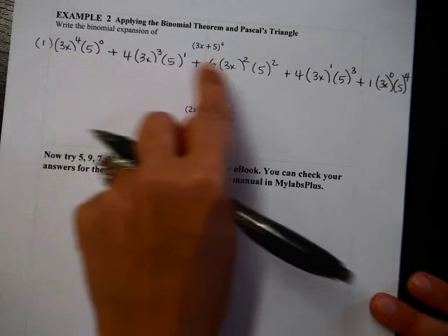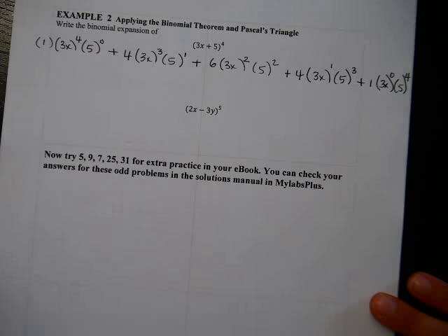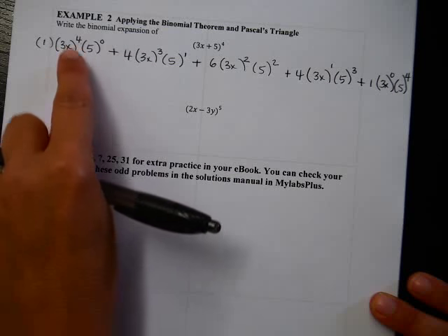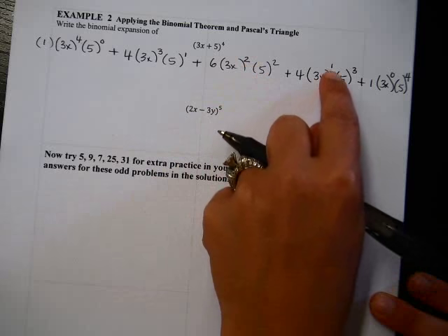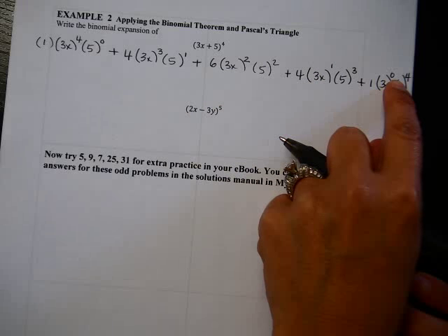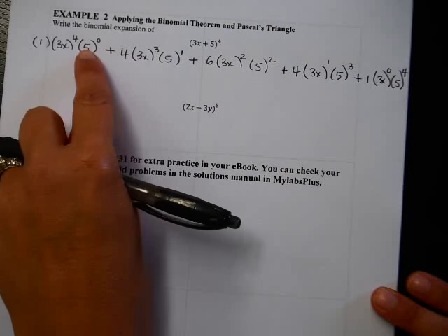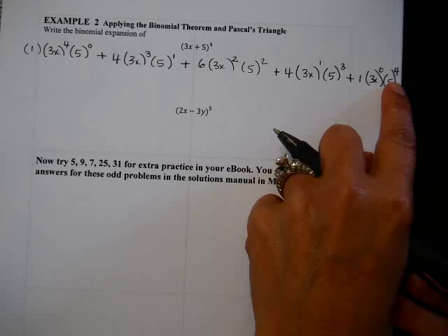So notice, every time I have 3 things. The first number came from the row of the triangle. The second thing, every time, was 3x. It started to the 4th, then it's to the 3rd, then it's squared, then there's 1 of them, then there's none of them. And then the last thing is a 5 every time. It starts at 0, then 1, then 2, then 3, then 4 of them.